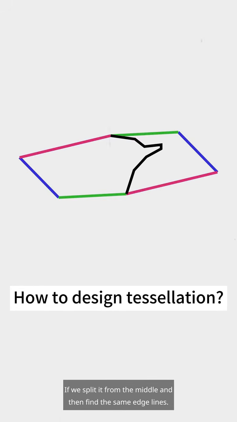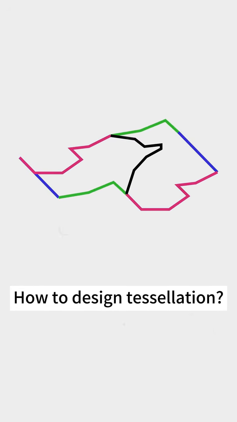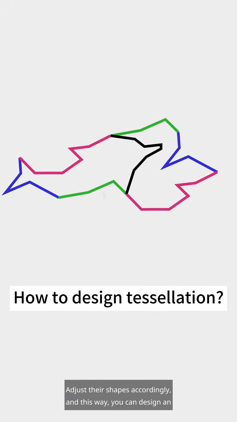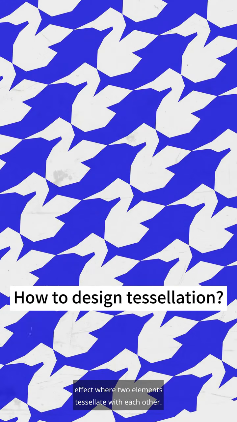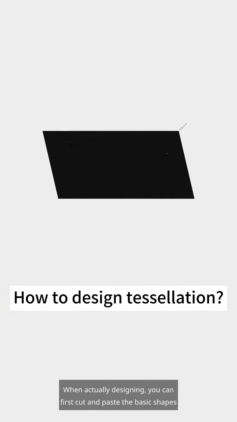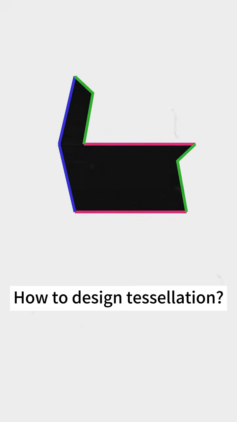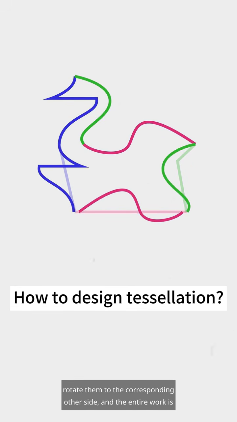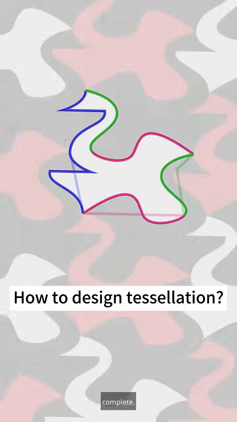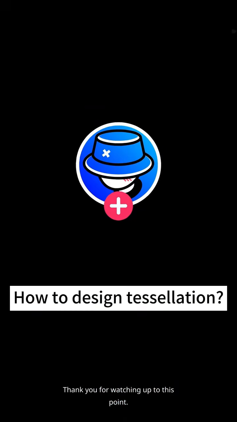If we split it from the middle, and then find the same edge lines, adjust their shapes accordingly, this way, you can design an effect where two elements tessellate with each other. When actually designing, you can first cut and paste the basic shapes to get a rough outline structure, and then sort out the corresponding edge lines. Finally, adjust the curves on one side and translate, flip, or rotate them to the corresponding other side, and the entire work is complete.